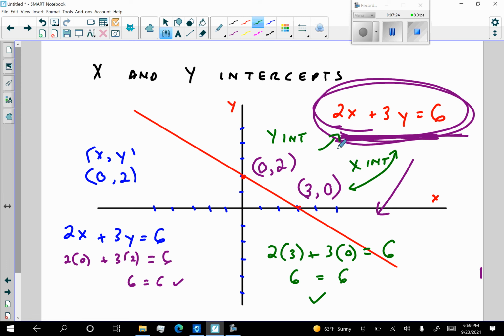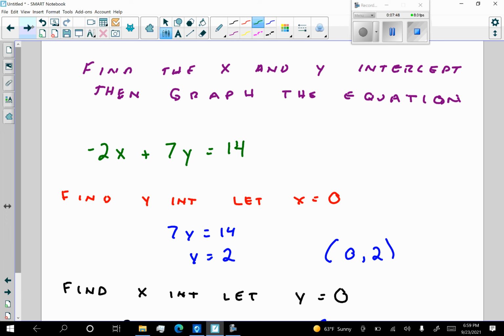So that's what this video is all about. It's linear equations in standard form and finding the x and y intercepts to help us graph these linear equations. All right, let's go to another example. And if you need to pause the video to take notes, please do so. So here we go.